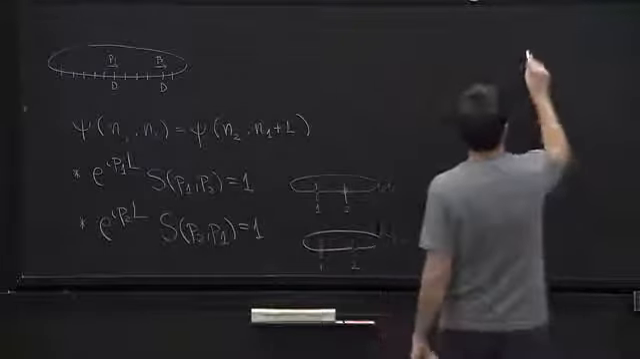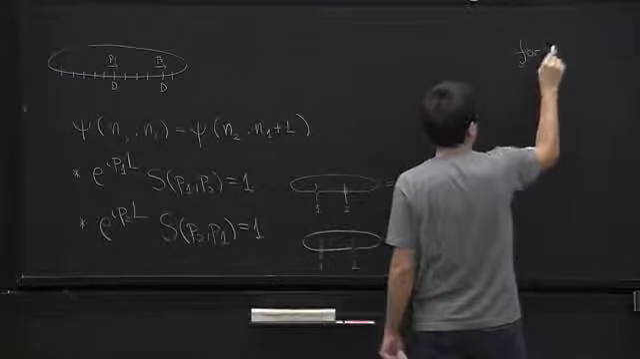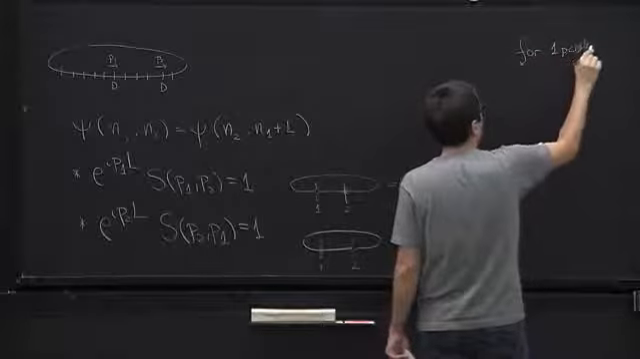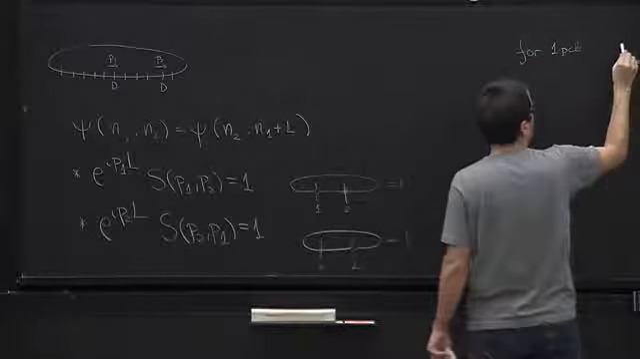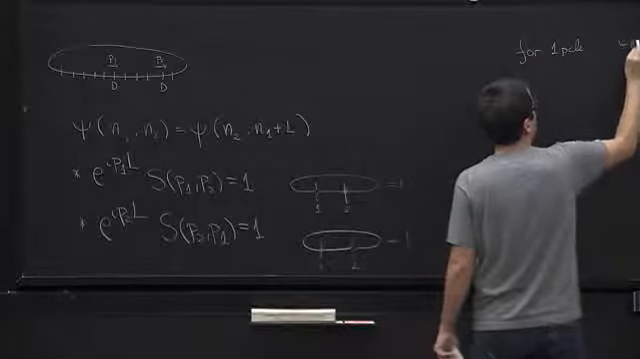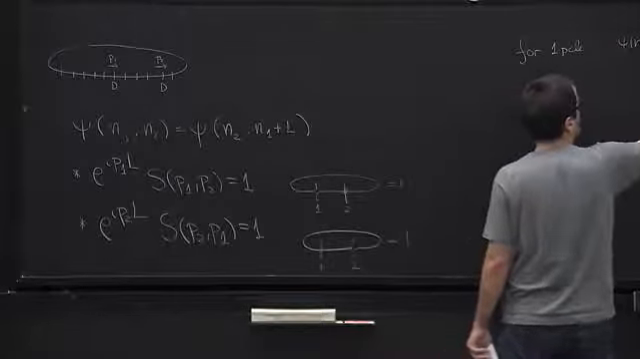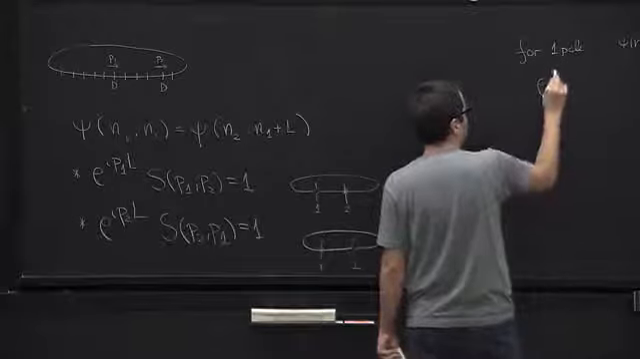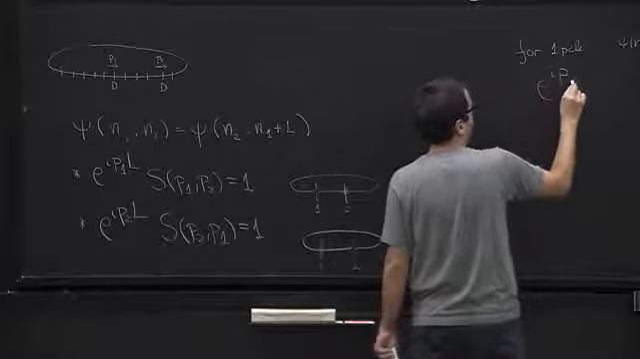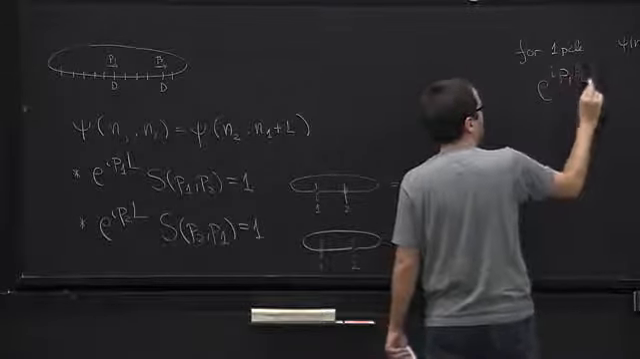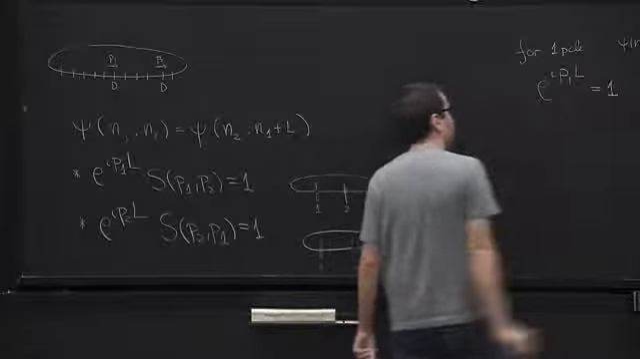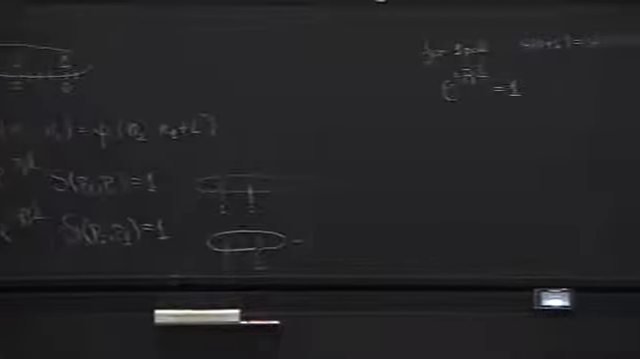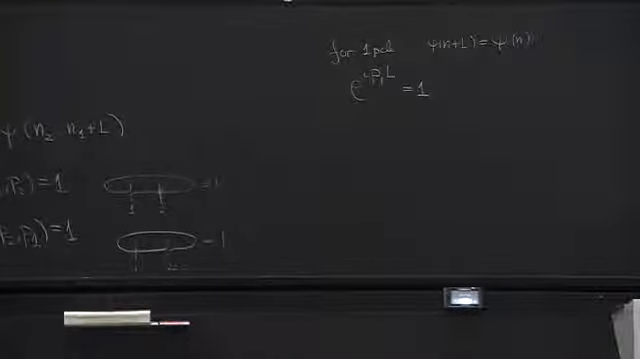For one particle, you get that psi of n plus L is equal to psi of n. So you get a much more trivial equation, which is just e to the i p, let me put a 1, p1 times L equal to 1. So this is what you get for a single particle. Just that the momentum of the single particle is quantized. This generalizes it for two particles.